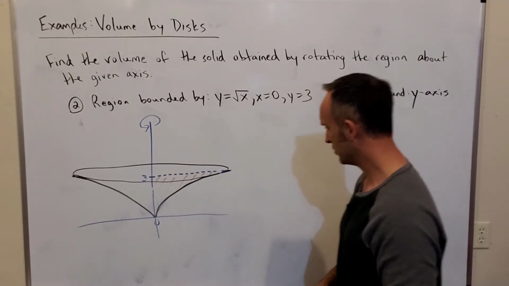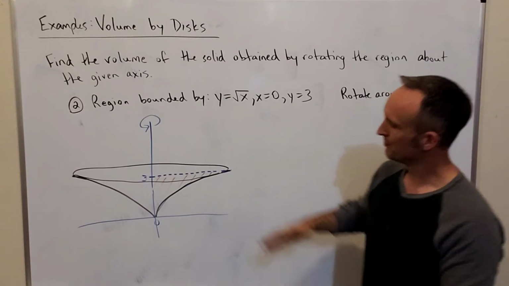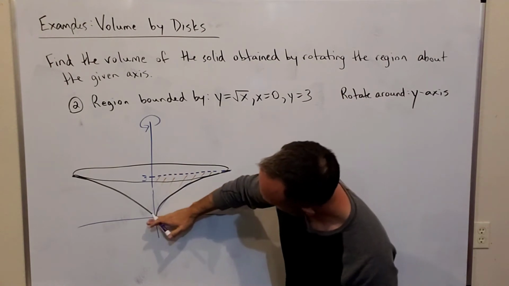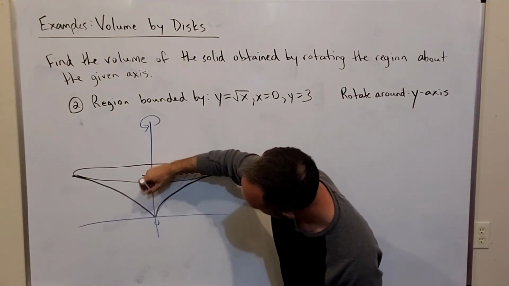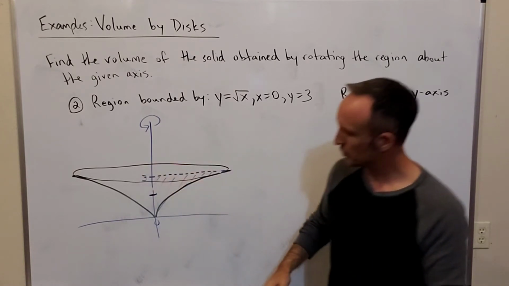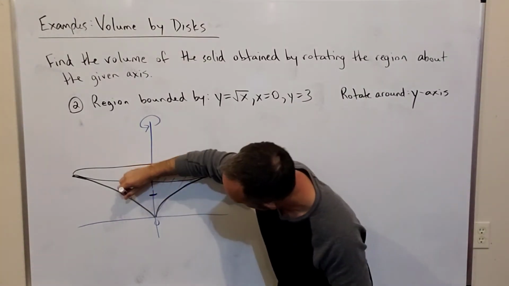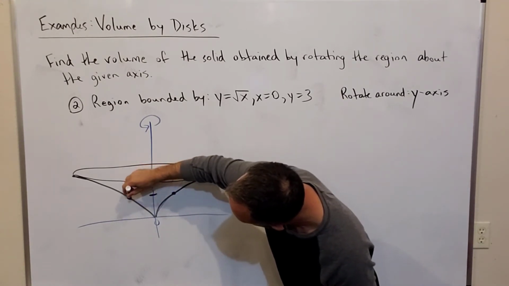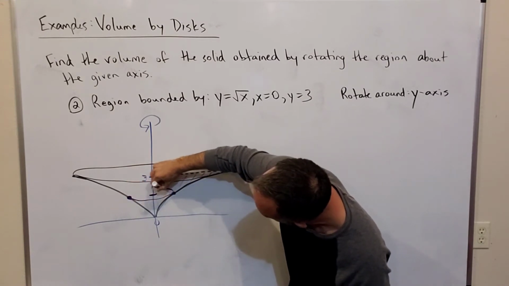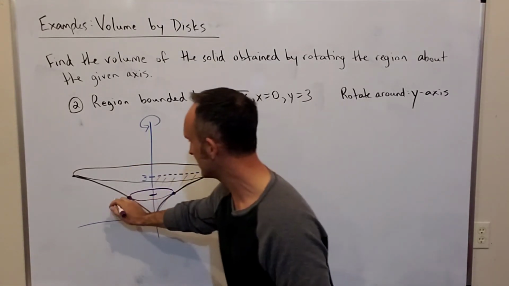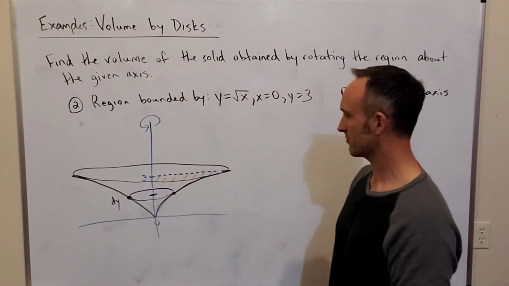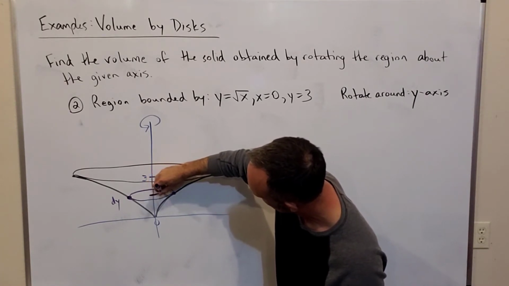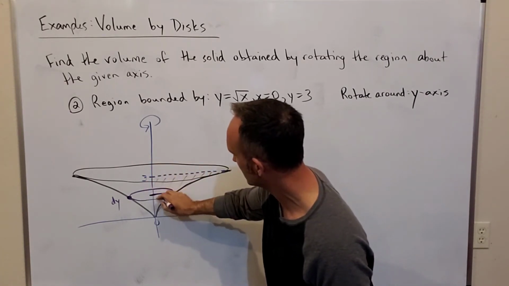So now we have to create a slice. Now our axis of rotation is vertical, so our slices have to be horizontal. So I'll pick somewhere between 0 and 3 to slice. Now I'm doing a horizontal slice, so I need to locate a point to the left and a point to the right. And then draw an infinitely thin disk, something like that. Now the thickness of this disk is dy, it's a vertical measurement. The radius measures from my axis of rotation to my original curve, which is going to be to the right. So that's my radius, okay?